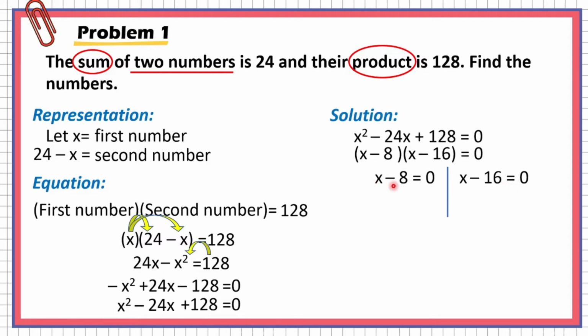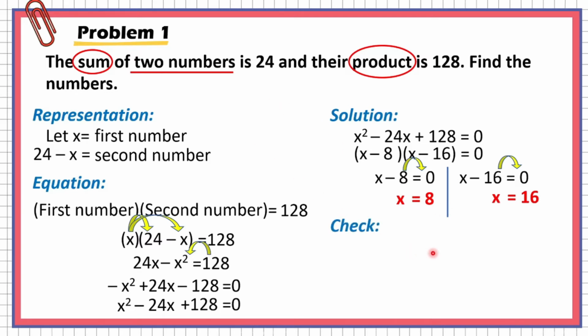So by transposing negative 8 sa kabilang side or right side ng equation, we will get x is equal to 8. Ganon din sa kabila, we have to transpose negative 16 to the right side of the equation and it will become x is equal to 16. So our two numbers will be 8 and 16. So let us check if nagsasatisfy nga itong ating nakuhang sagot doon sa problem.